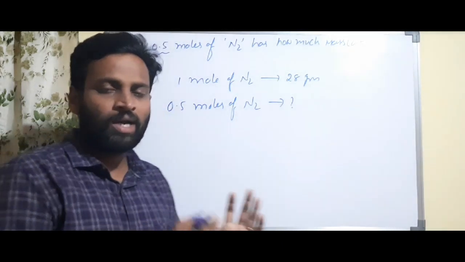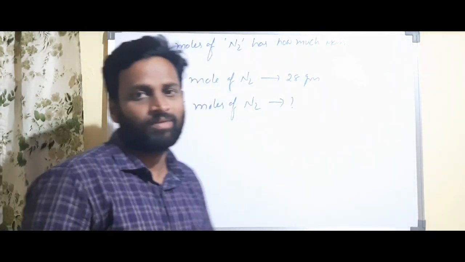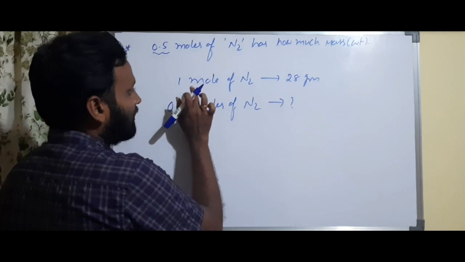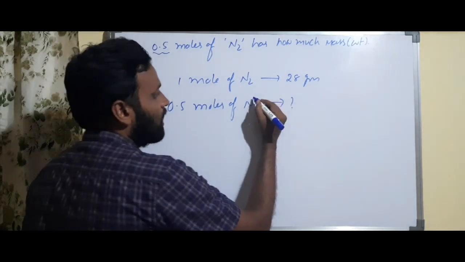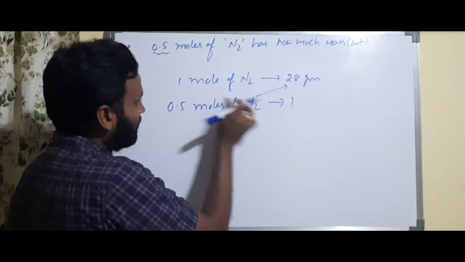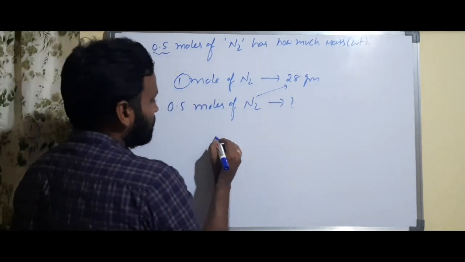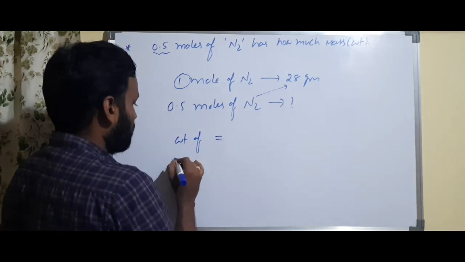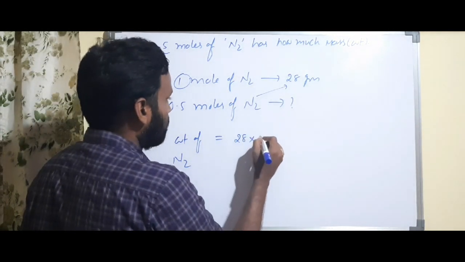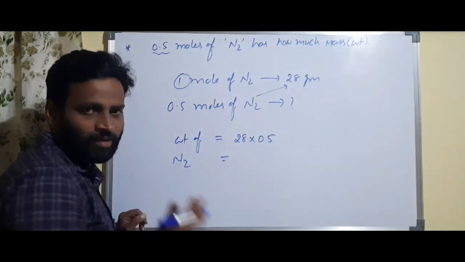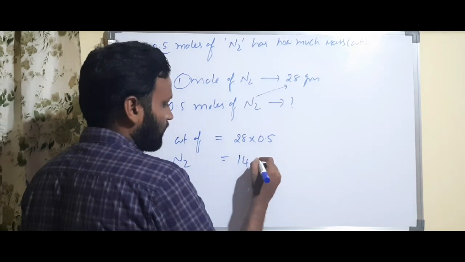It's like the apple formula. 1 apple this much, 2 apples how much? Like that you have a formula. Cross multiply. When 1 mole of N2 is 28, 0.5 moles of N2 is how much? Cross multiply these two, divide by this number, which is 1. So the weight of N2 with 0.5 moles is 28 into 0.5. Actually 0.5 means half, 14. I know the answer, but I am simply solving. So 28 into 0.5 is 14 grams.